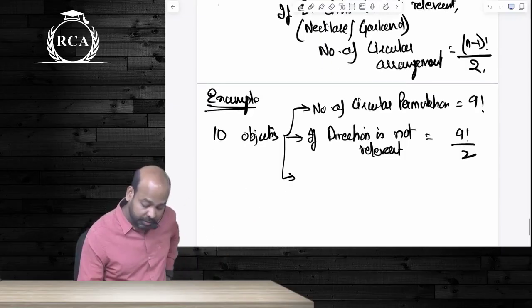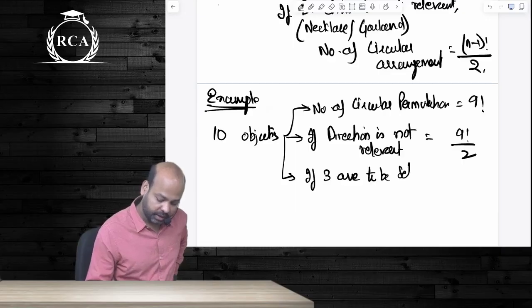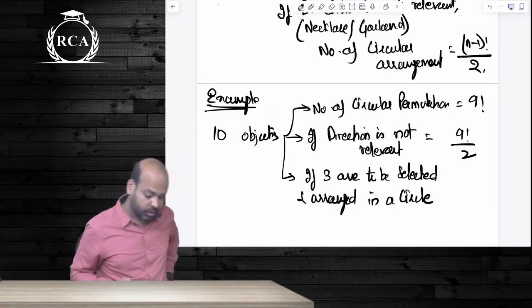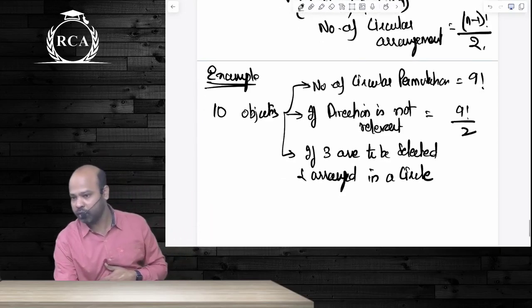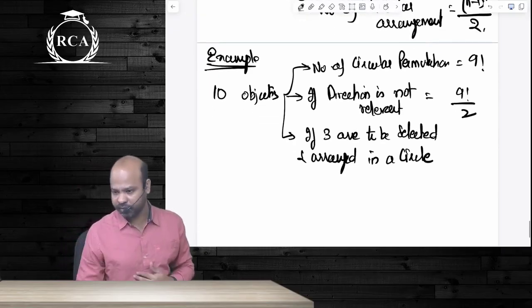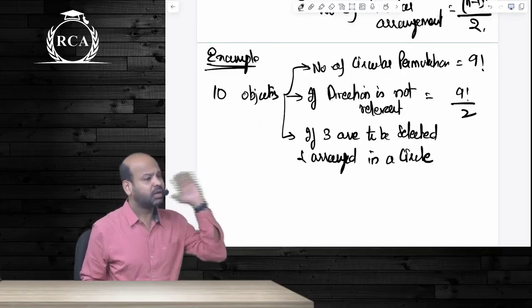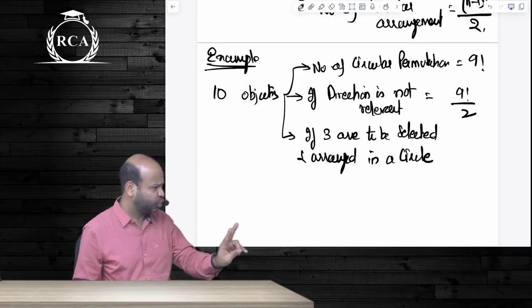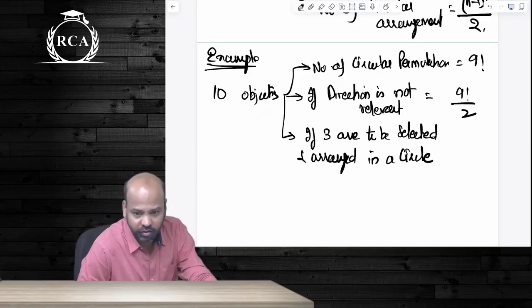If 3 objects are to be selected and arranged in a circle, there are 10 objects. If all of them were to be arranged, the number of circular permutations is 9 factorial. If direction is not relevant, the answer is 9 factorial by 2. My question is, if only 3 objects are to be selected and arranged in a circle, 2 factorial ways. Is that the final answer? That means only 2 ways. With 10 objects in total, can there be only 2 ways of doing it?